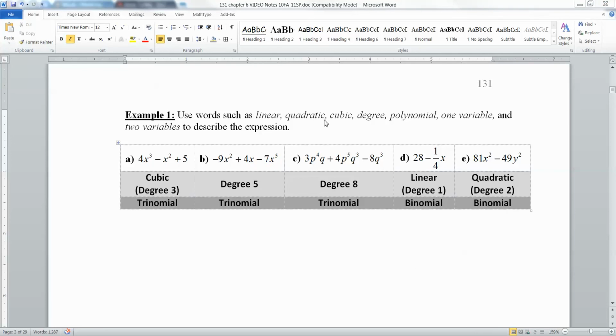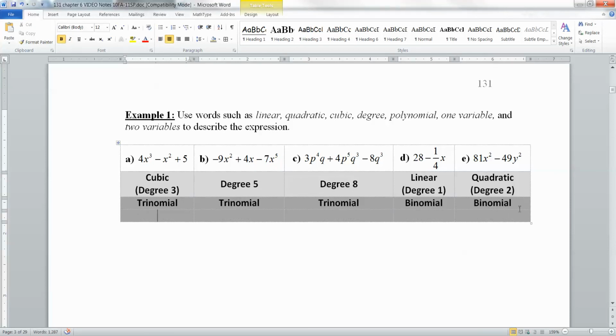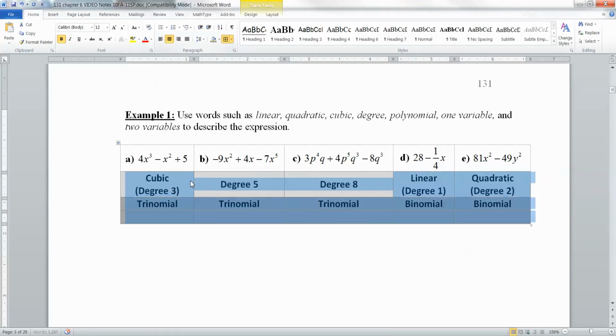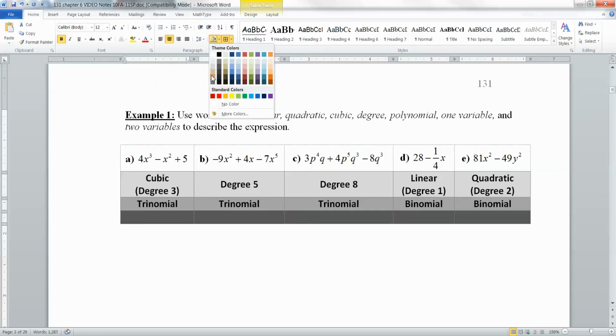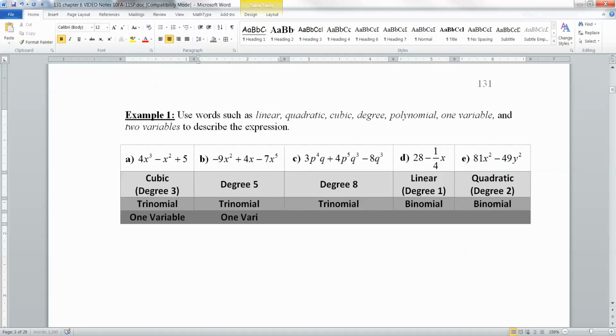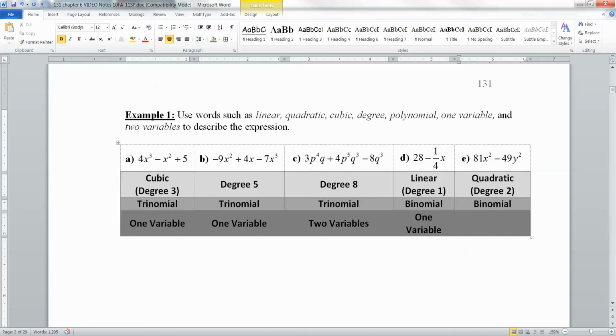All right, now the last bit. Do they have 1 variable or 2 variables? That's kind of easy to spot. Let me throw it in here. This first one has only 1 variable, x, that's it. The next one also has 1 variable, x. The next one has 2 variables, p and q, sorry. The next one has 1 variable, just x. And the last one has 2 variables, x and y.